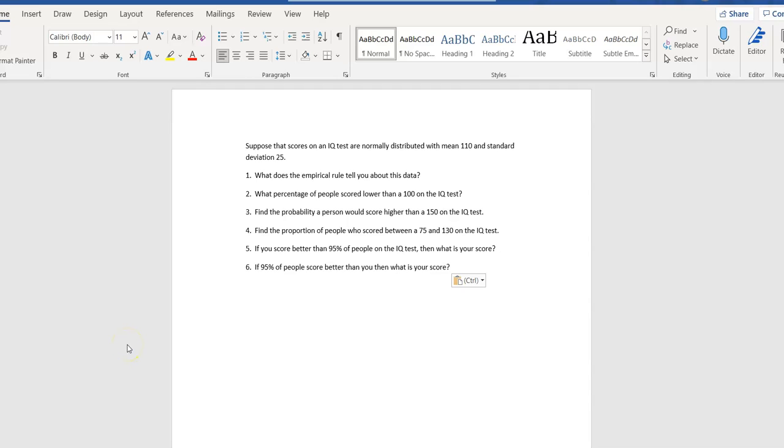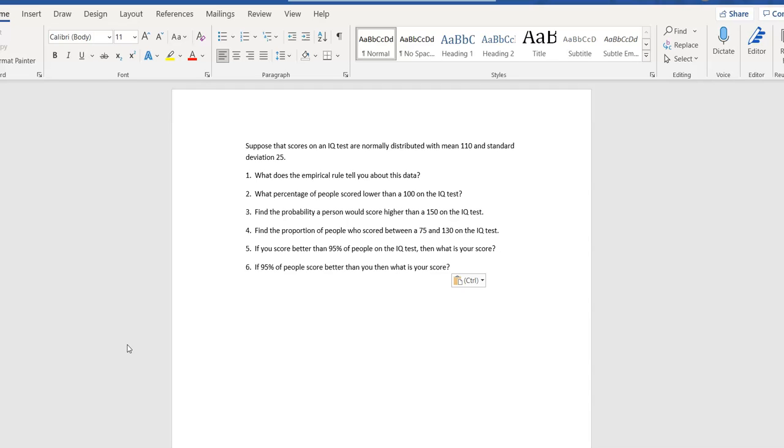Suppose that scores on an IQ test are normally distributed with a mean of 110 and a standard deviation of 25. We want to answer 6 questions. We want to know, first of all, what does the empirical rule tell you about this data? Second, what percentage of people scored lower than 100 on the IQ test? Then we want to find the probability a person would score higher than 150 on the IQ test.